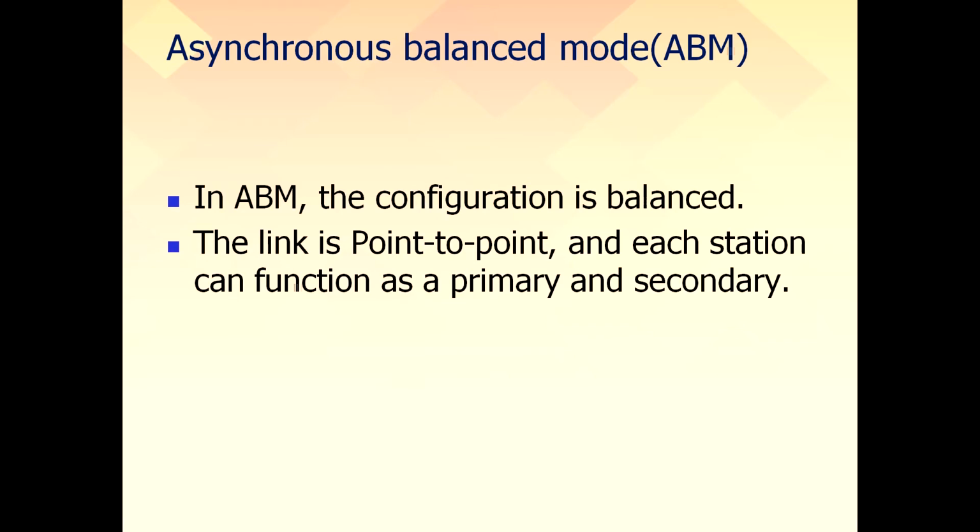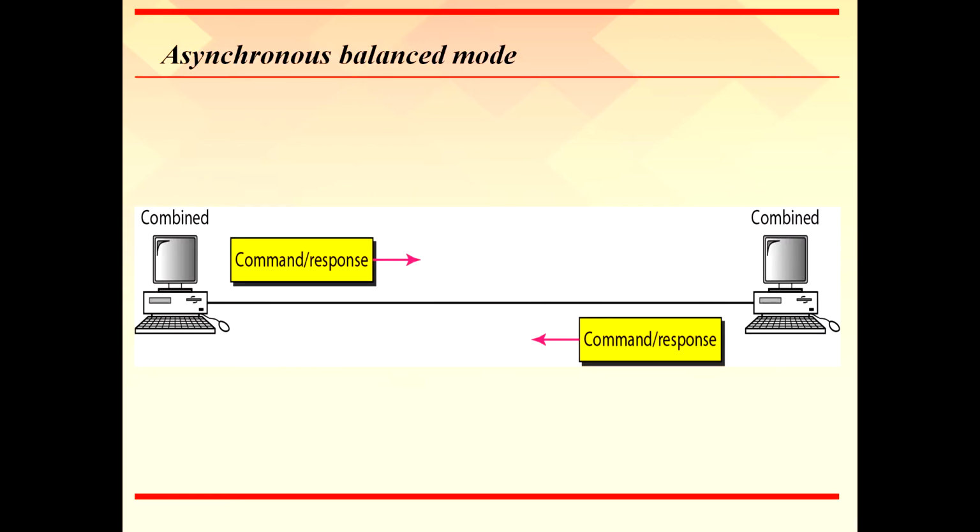In asynchronous balanced mode, the network link is point-to-point, and each station can function as both primary and secondary, so it is the combined station. Each and every station acts as a combined station, where combined station indicates both primary and secondary. For example, a combined station sends the commands and also sends the responses, with equal priority in a network. Now we can discuss the next topic, the HDLC frames.